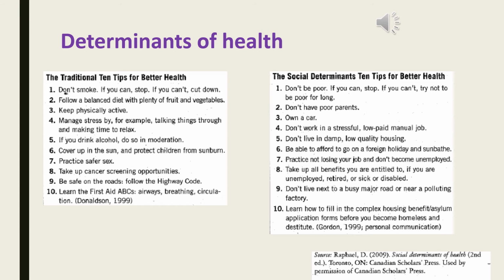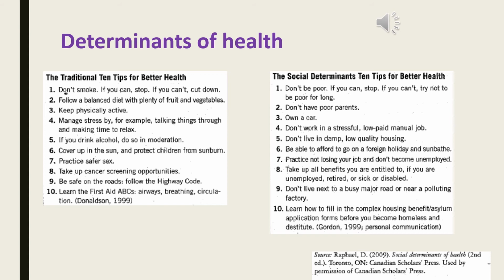On the right side of the screen are the social determinants, 10 tips for better health. Number 1, don't be poor. If you can, stop. If you can't, try not to be poor for too long. 2, don't have poor parents. 3, own a car. 4, don't work in stressful, low-paid manual jobs. 5, don't live in damp, low-quality housing. 6, be able to afford to go on a foreign holiday and sunbathe.